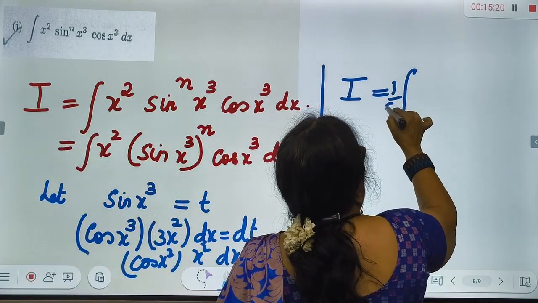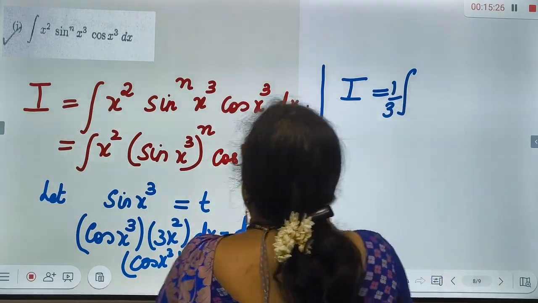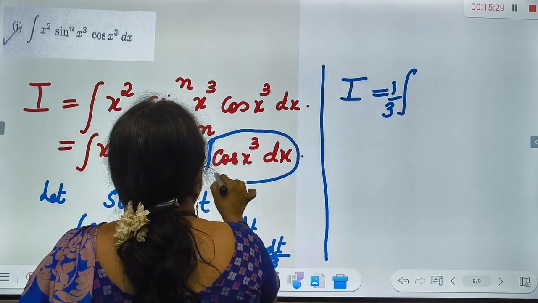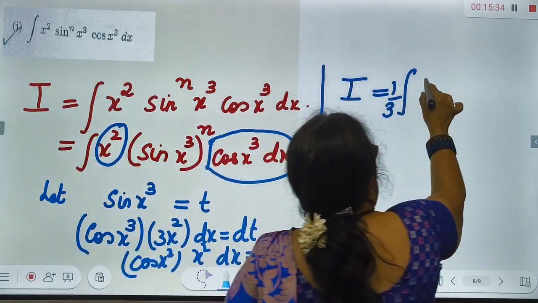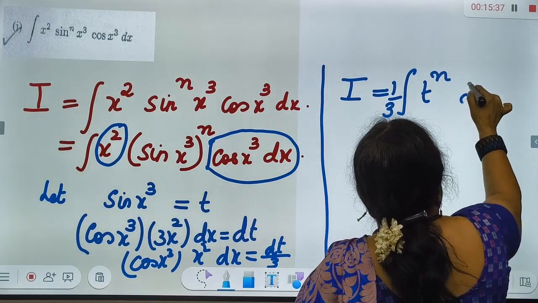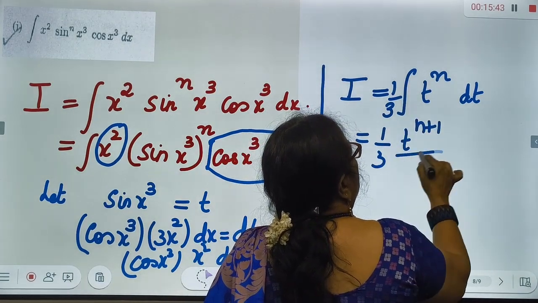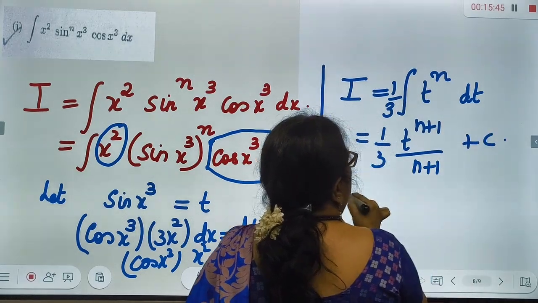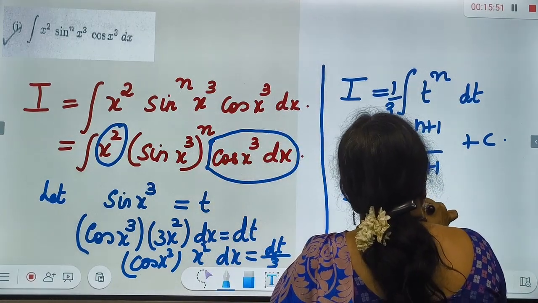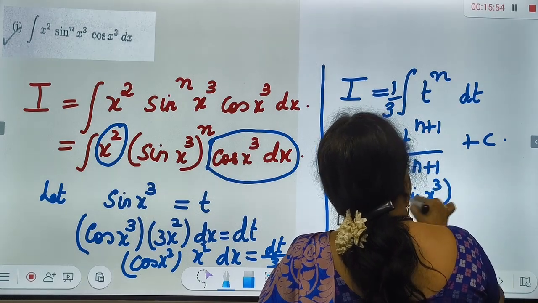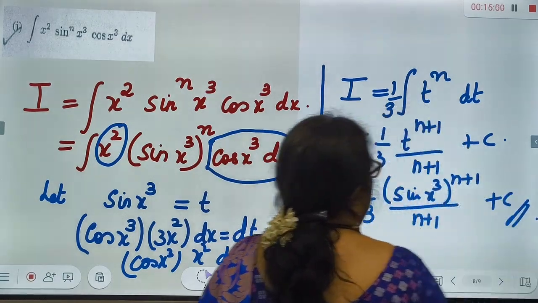So I will have 1 by 3. Now cos x cube dx into x square becomes dt, and sine x cube is t. So you will get the integral of t power n dt, which is 1 by 3 into t power n plus 1 by n plus 1, plus c. So this is 1 by 3 into, what is t? Sine x cube. So sine x cube the whole power n plus 1 by n plus 1, plus c, where n is a constant.